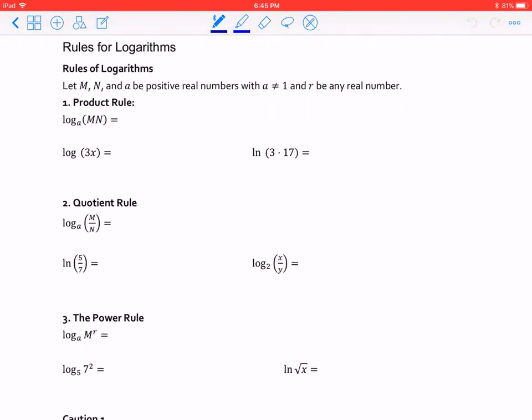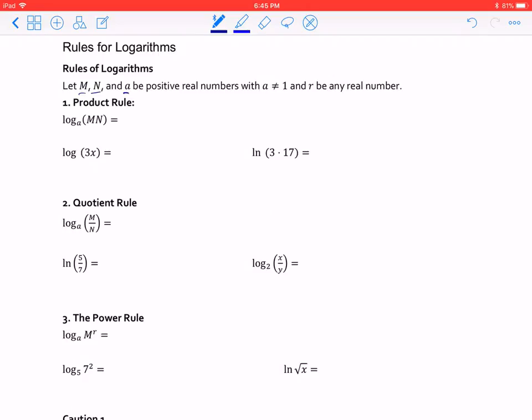So we have very similar conditions: m and n are just going to be positive real numbers. Of course, this could be represented by a variable or some expression or even some other function. a is representing our base here. So again, keep in mind it's all about that base, that they are matching bases before you can do any of these rules. So we have the product rule.